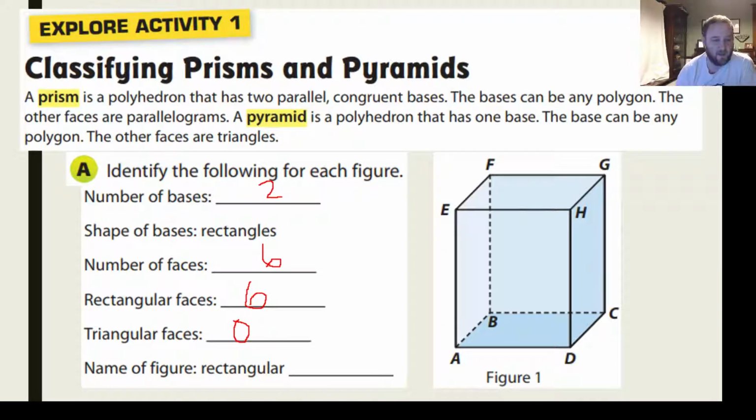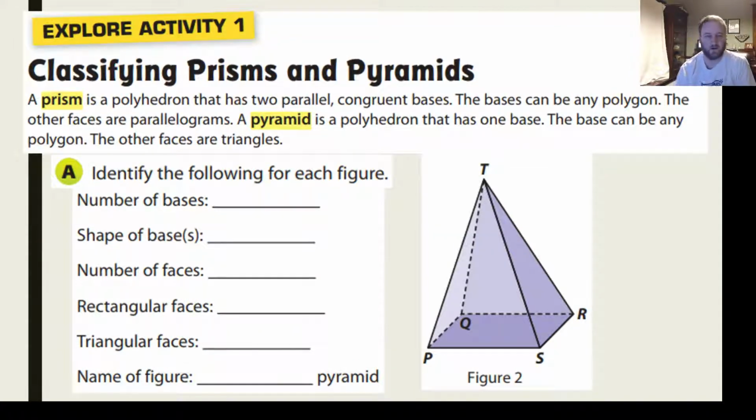And then the name of this figure. Again, the last slide said we name it by the base. So we call it a rectangular, and then this is a prism. So this is a rectangular prism. Now, if the base was a triangle or something like that, then it wouldn't be a rectangular prism anymore. It would be a triangular prism. So you name it by the base.